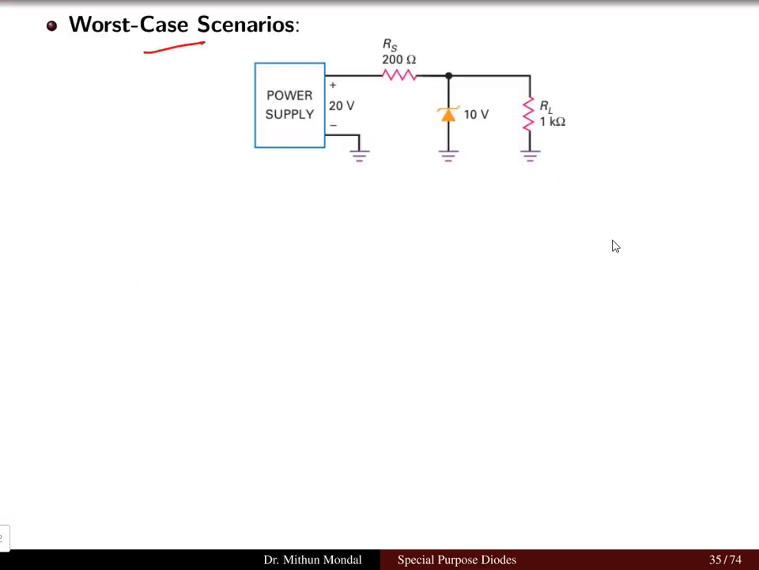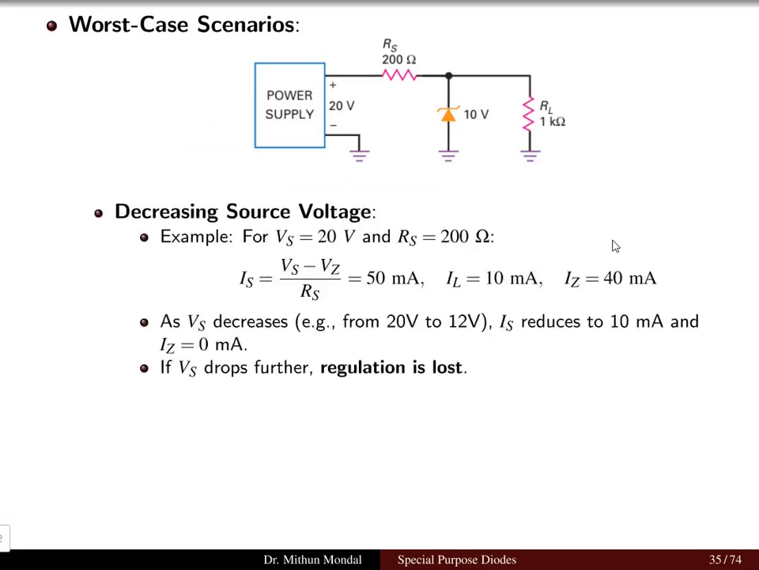So for these worst case scenarios of the Zener regulator, this is the Zener regulator circuit, where if we decrease the source voltage, what will happen? So the source voltage is 20 volt, and the internal resistance is 200 ohms. So the current which is coming from the source, or the series current, is nothing but Vs minus Vz by Rs, change in the voltage by the resistance, given to be 50 milliampere. Load current is 10 milliampere and Zener current is 40 milliampere.